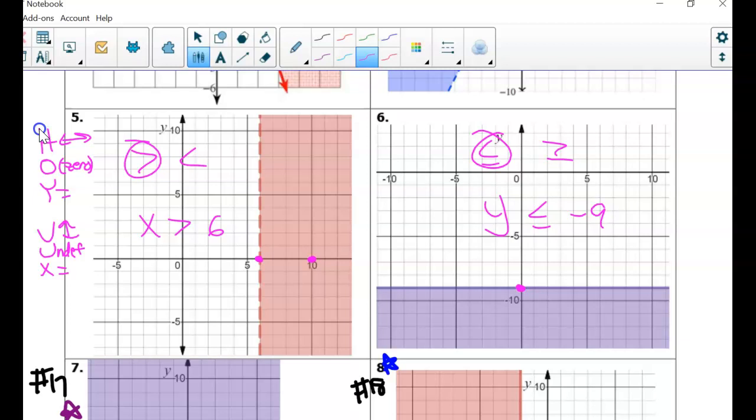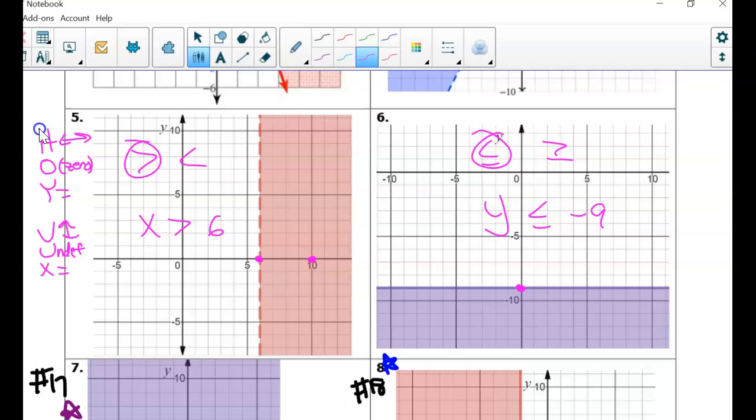I've got a quick question. What is the y-intercept on number 5? What is it? The y-intercept on number 5. Say it again. There isn't one. It was a trick question. There is not one. There's no y-intercept.